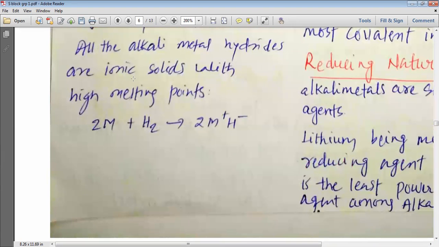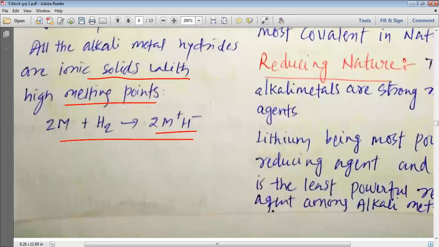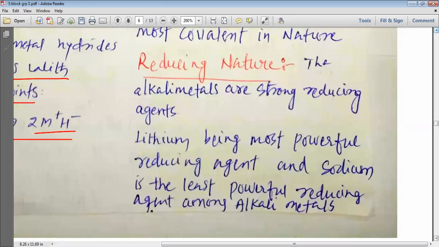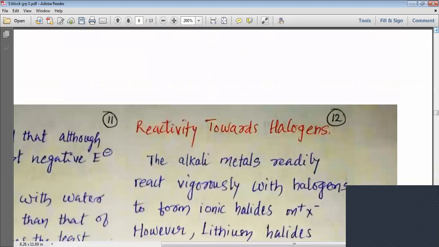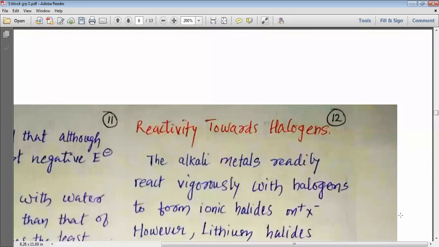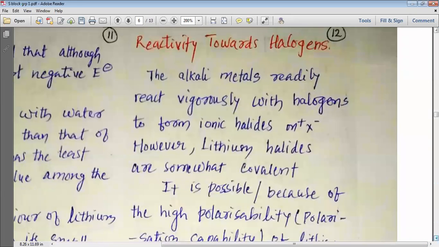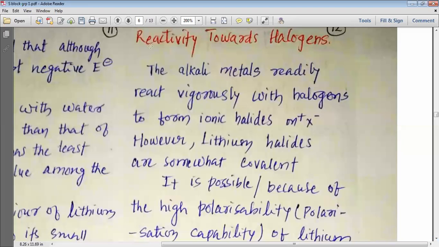All the alkali metal hydrides are ionic solids with high melting points. So this is how two moles or two molecules of metal react with one molecule of hydrogen to produce two hydride molecules, or you can say two ionic molecules of hydrides. Mostly these hydrides are ionic, only the lithium hydride has covalent characters. We have already studied about these hydrides in detail in the chapter hydrogen. So we will not discuss more about these hydrides, but these hydrides are known as the salt-like or saline hydrides, or they are also called the ionic hydrides.